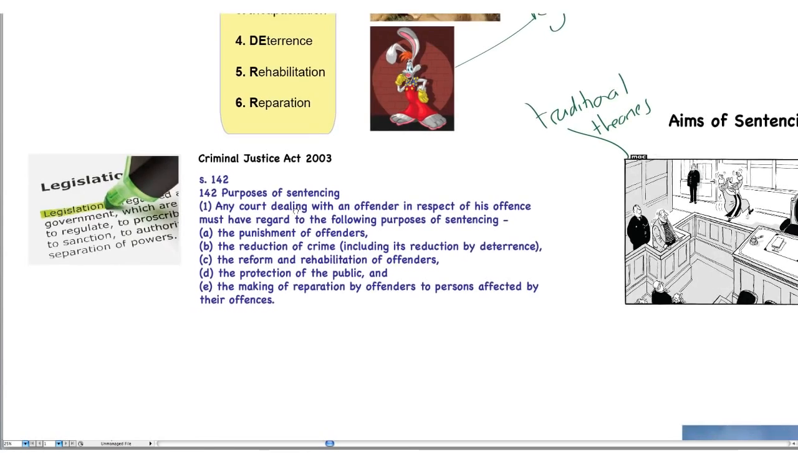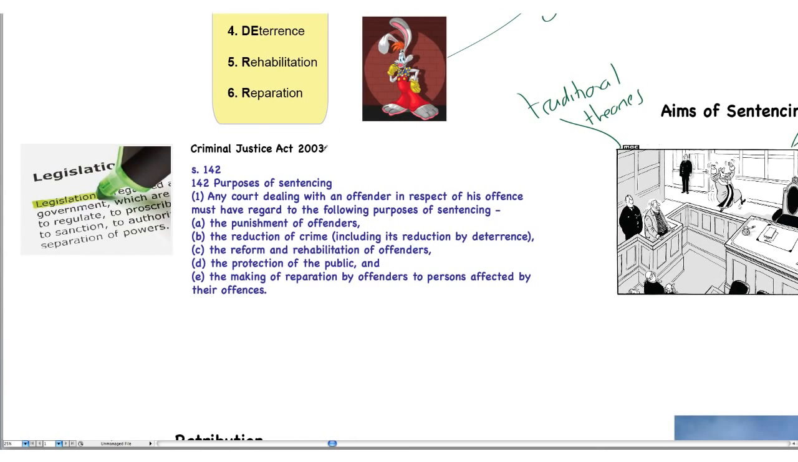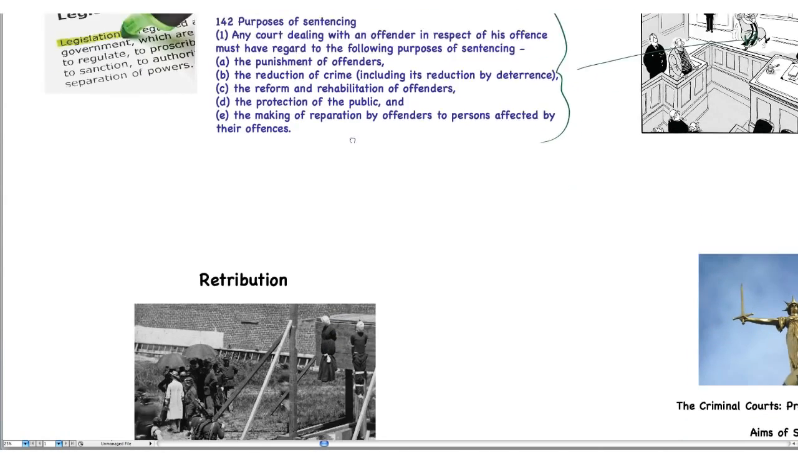Our starting point for this is the Criminal Justice Act 2003, another piece of legislation. Section 142 of the Criminal Justice Act says that the purposes of sentence are to punish offenders, reduce crime, rehabilitate offenders, protect the public, and make reparations by offenders to people affected. So it's very clear, legislation now tells judges what they should consider when deciding on what type of sentence they need to use. And we're going to look at some of those types of sentence.